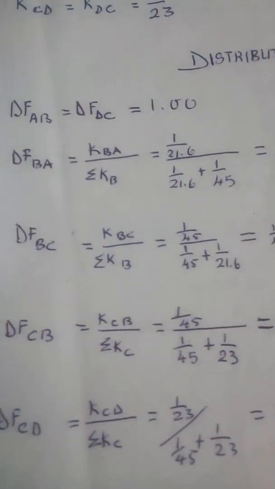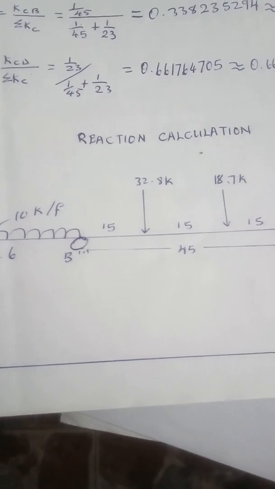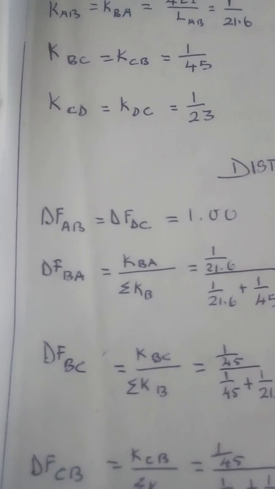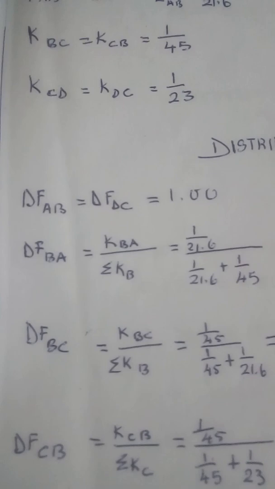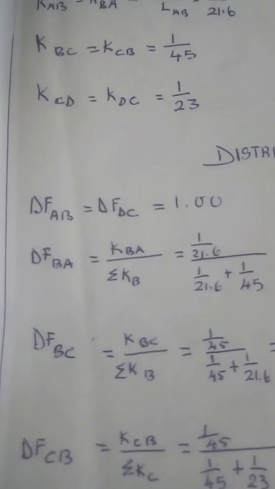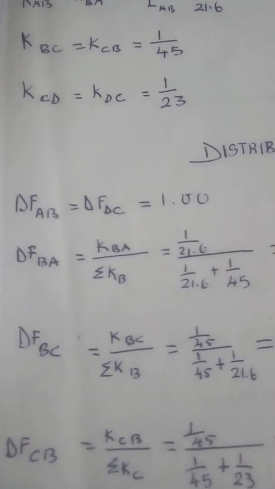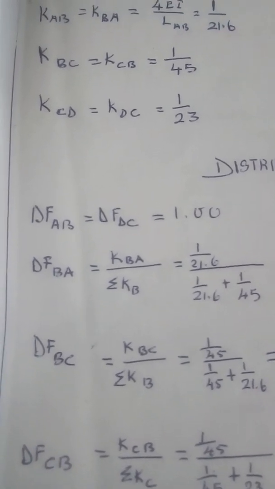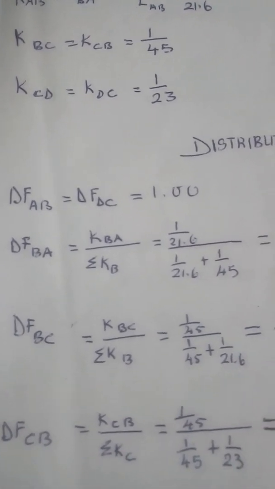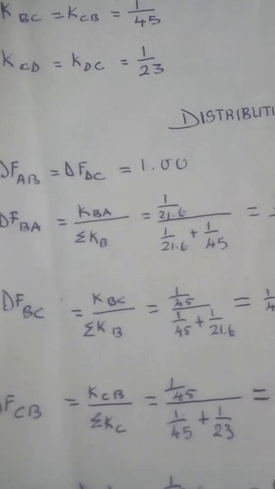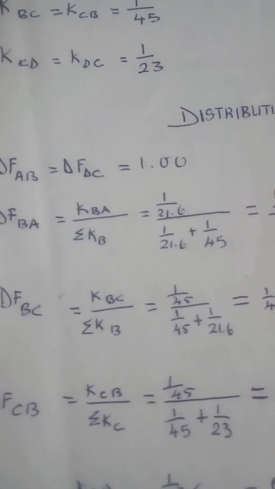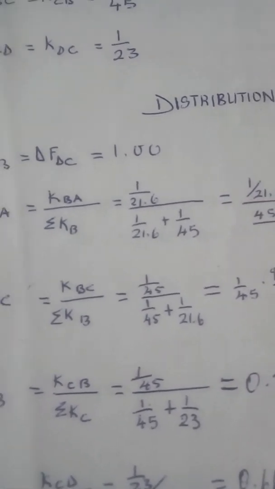But you have two supports in the center, support B and support C. So the distribution factor for BA, for the direction of B, is equal to the stiffness of BA divided by the sum of all the stiffnesses meeting at joint B. Distribution factor for BC is equal to the stiffness of BC divided by the sum of all the stiffnesses meeting at B.